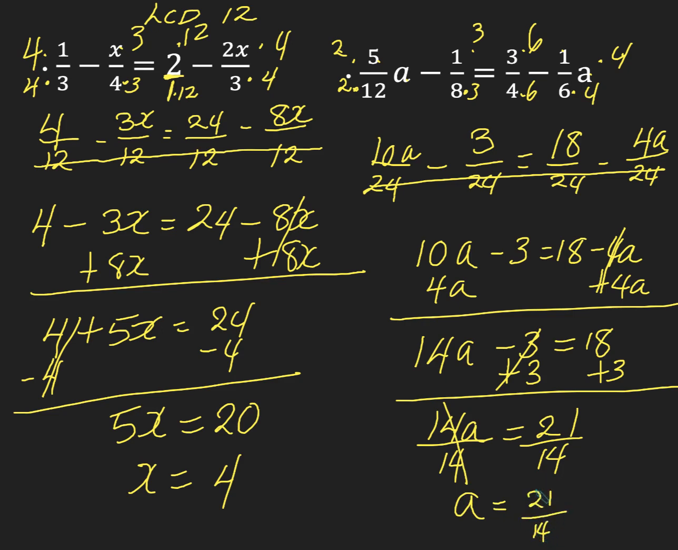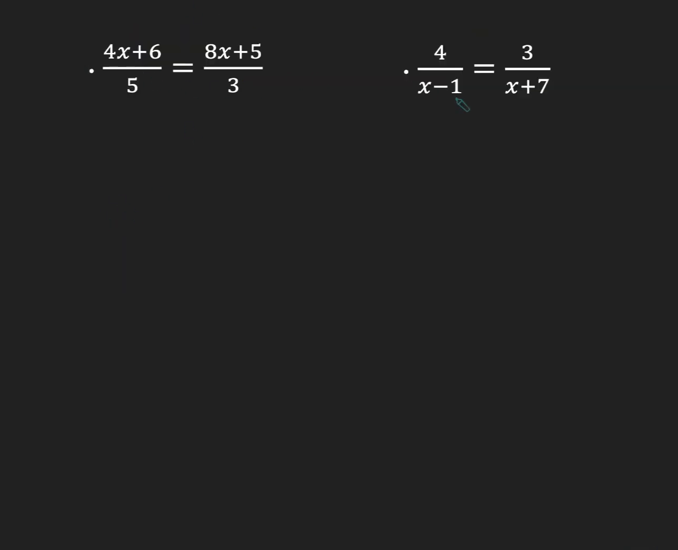Now I know 14 can't divide 21 evenly, so my answer is a fraction. Can I reduce? The answer is yes. Both of these numbers are divisible by 7, so my answer is 3 over 2. And I'm finished. Now these are my last 2 problems.